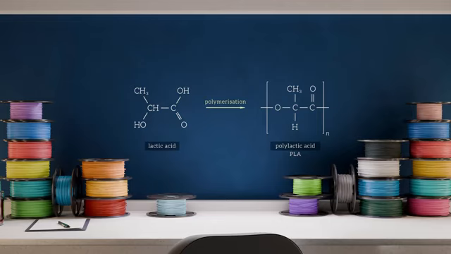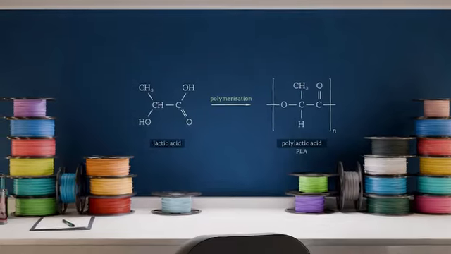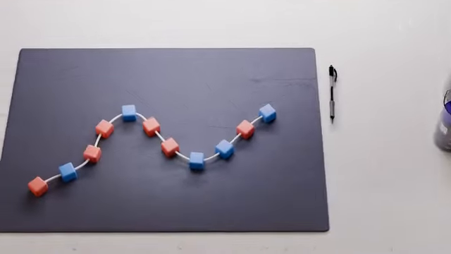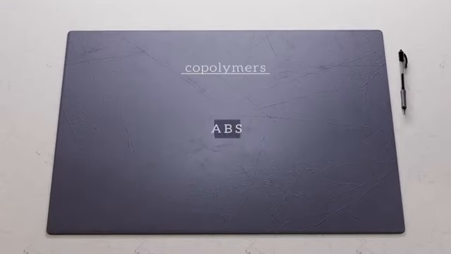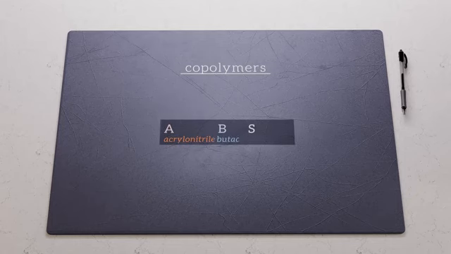Some polymers are made by polymerization of several different monomers, all joined together in the same polymer chain. These are called copolymers. ABS, the polymer Lego bricks are made from, is an example of a copolymer. It's formed by polymerization of 3 monomers: acrylonitrile, butadiene, and styrene.